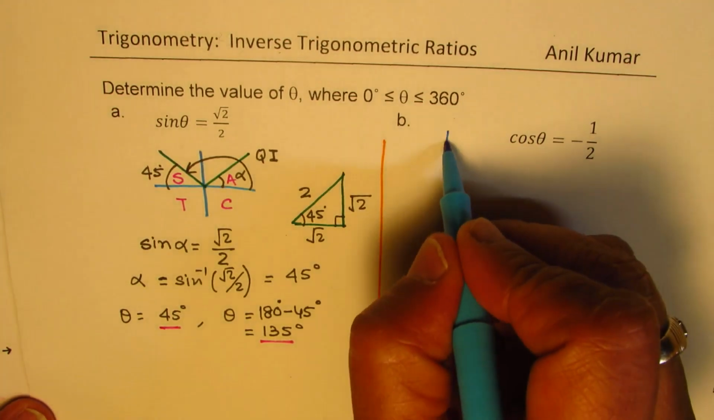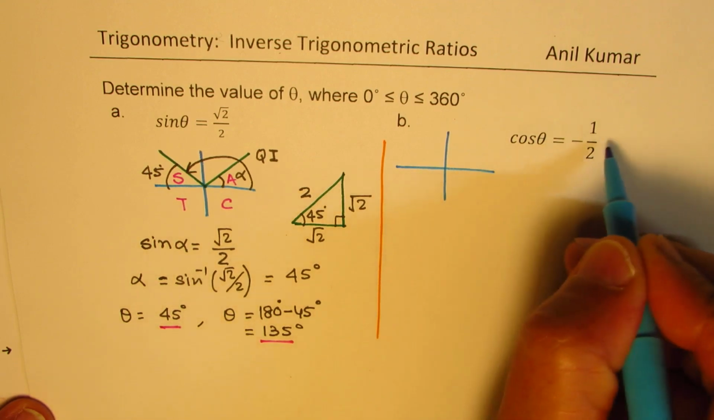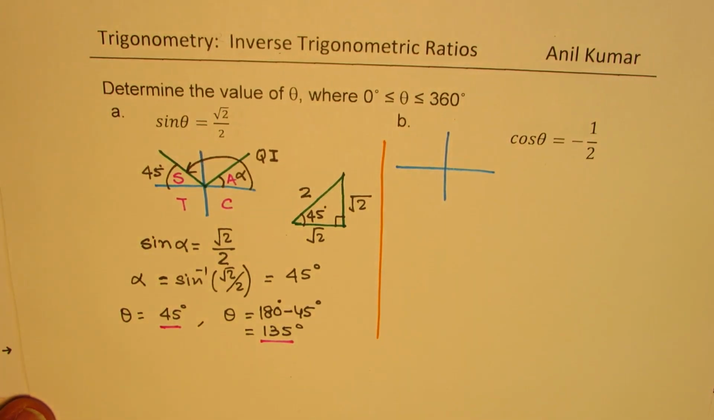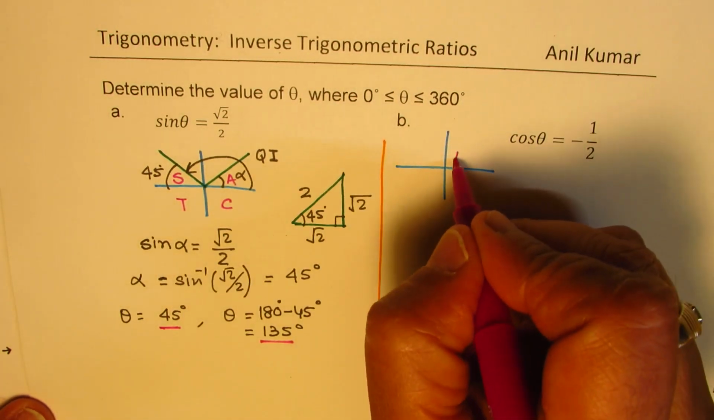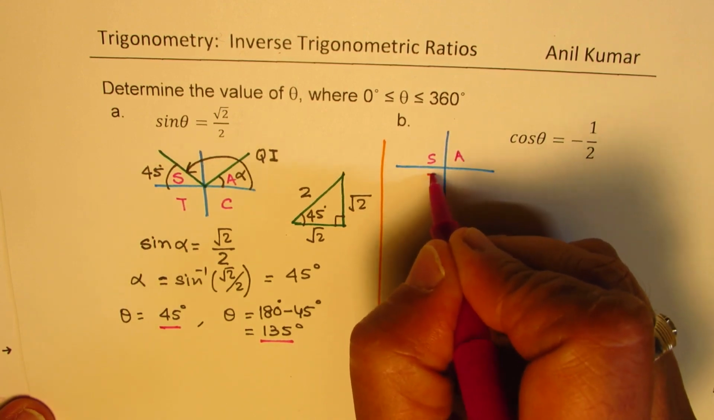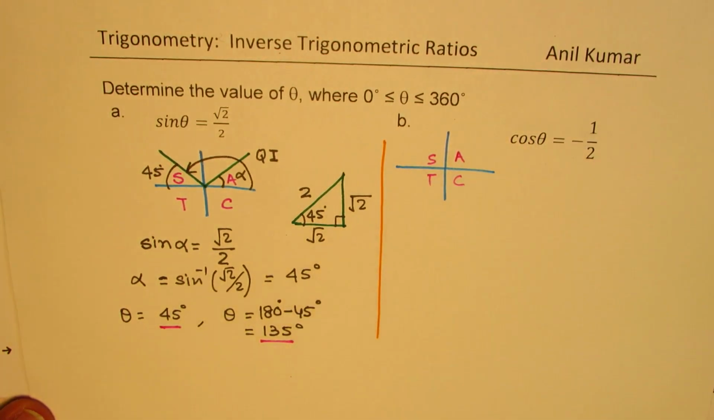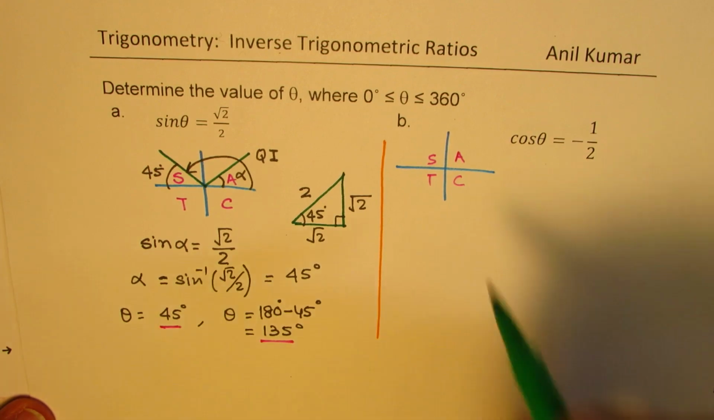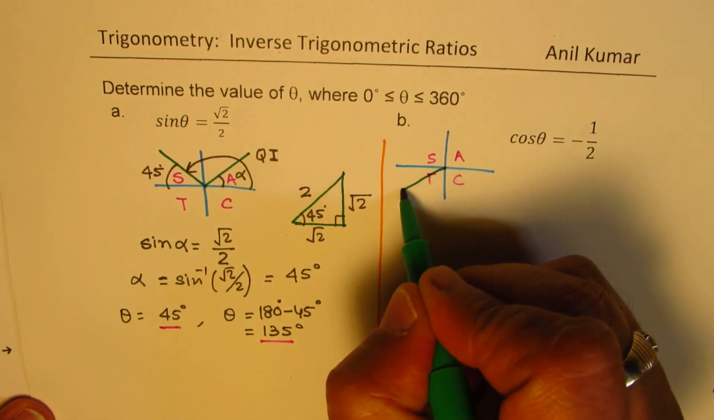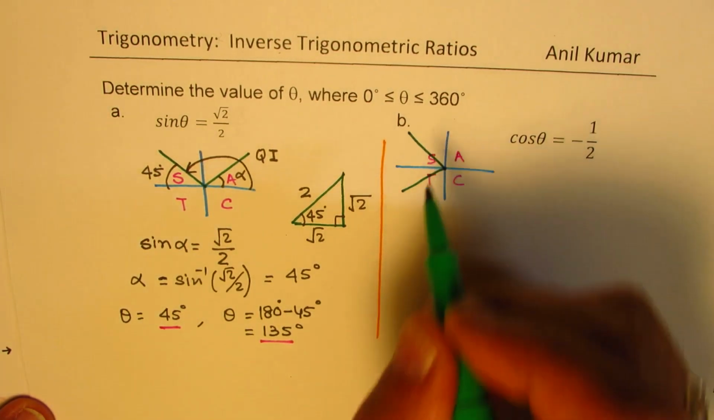Now the next example here, we are saying cos of theta is negative. Now coming back to our rule, All Silver Teacups, cos theta being negative means we're looking for a solution which is either in quadrant 3 or in quadrant 2, right?